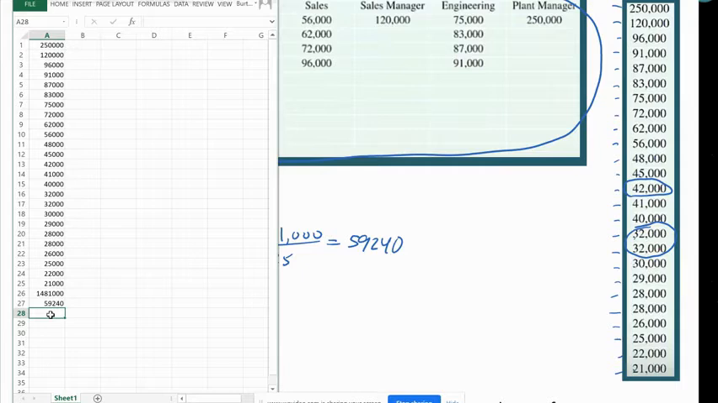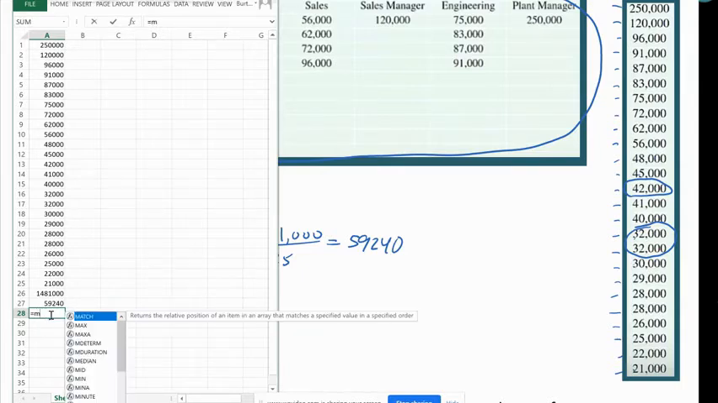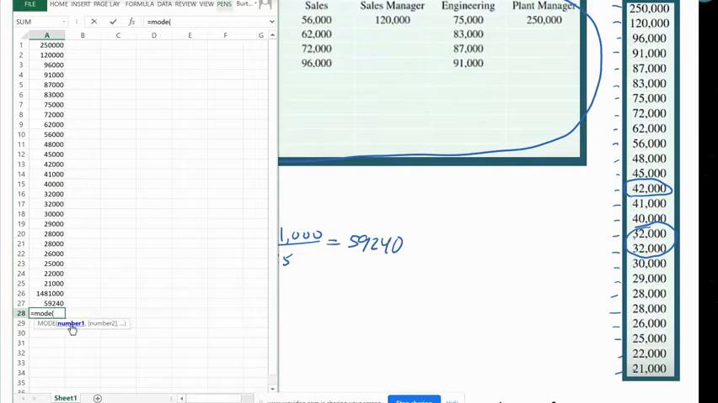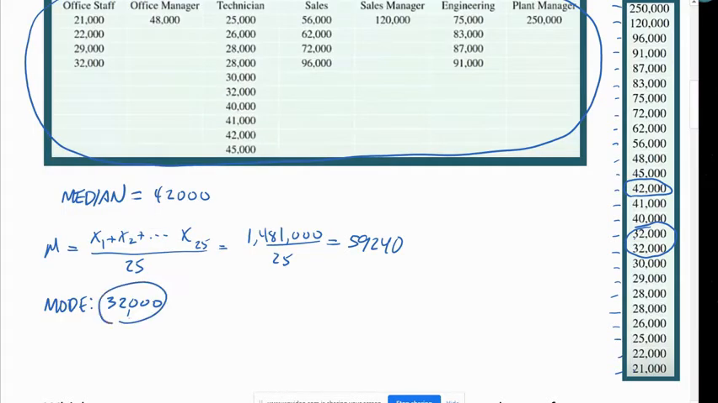And then mode, same thing. I would type an equal sign, M-O-D-E, parentheses. Now this returns a vertical array of the most frequently occurring repetitive values, and I think that's the one we want. I'm just going to type mode and then drag across these cells and close the parentheses. And that tells me the mode is 32,000, which matches the answer we got when we looked at our list.